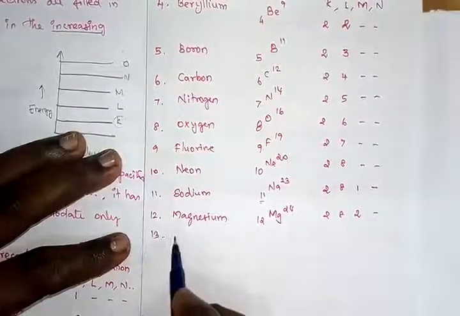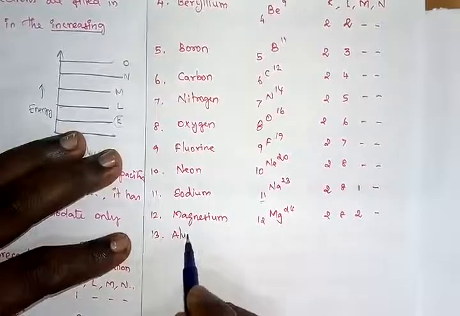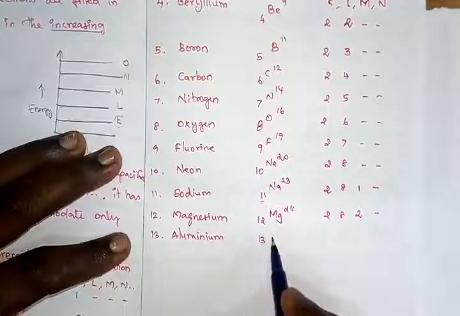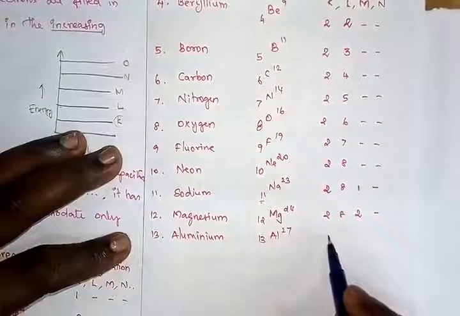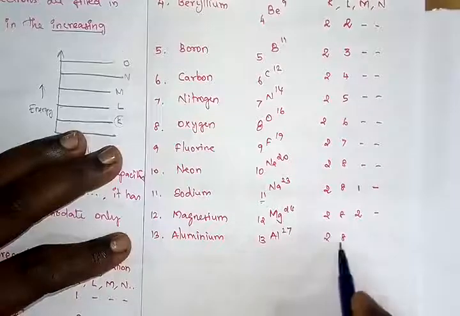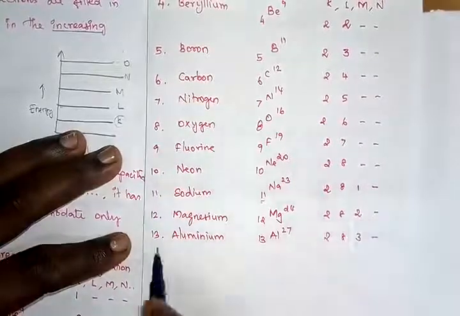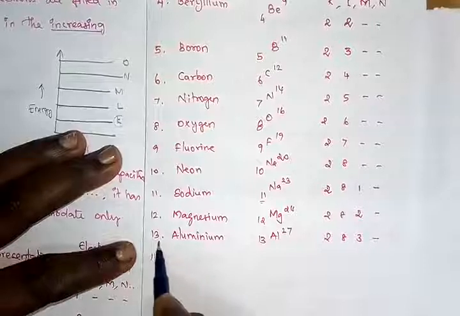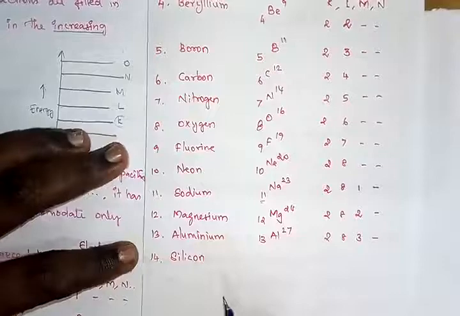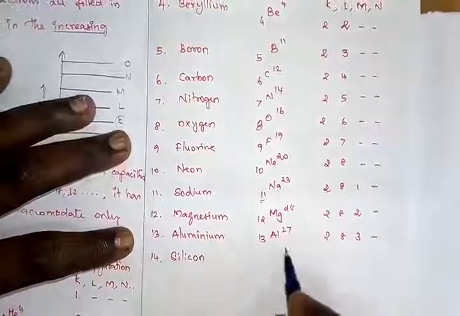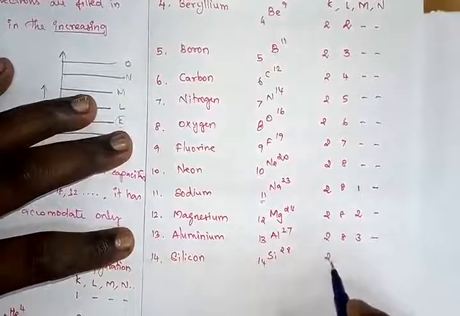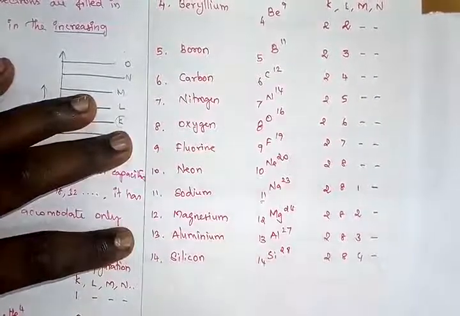Come to the 13th one, aluminium, Al27. So how do you fill it? 2, 8. So remaining 3. So 3 electrons will be present. The next one, 14, is silicon, 14 silicon 28. So 2, 8, 4. That is the answer. Am I right?